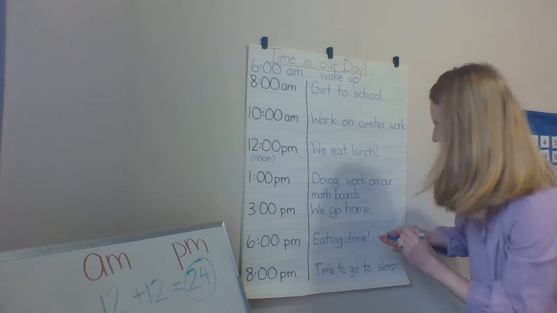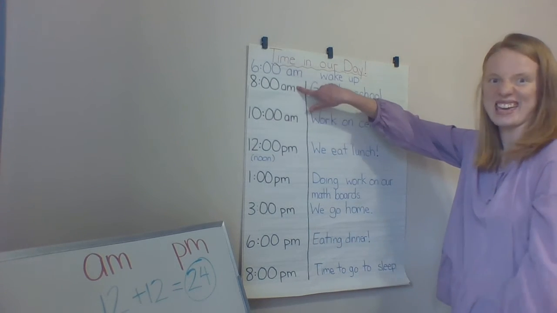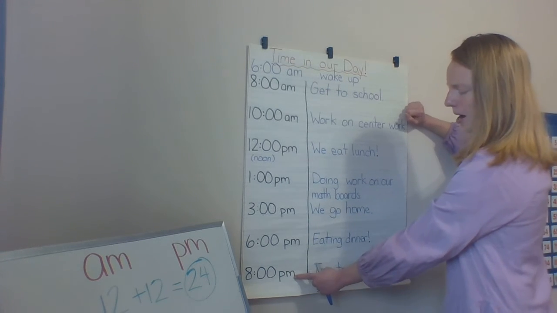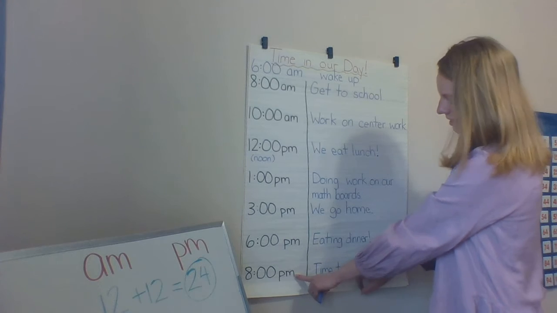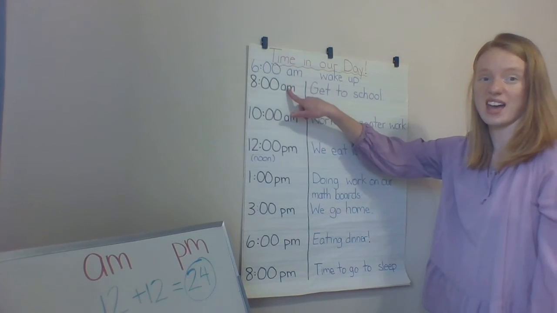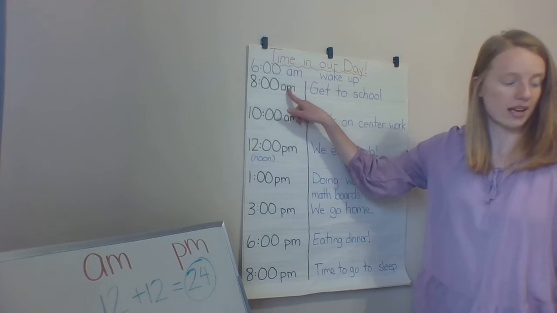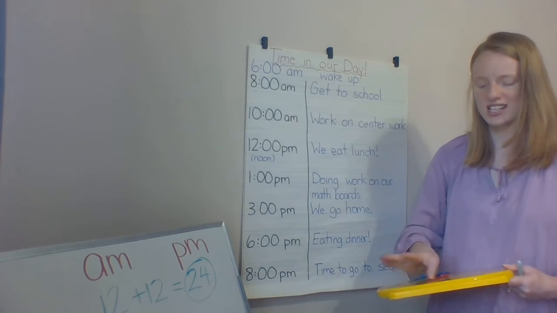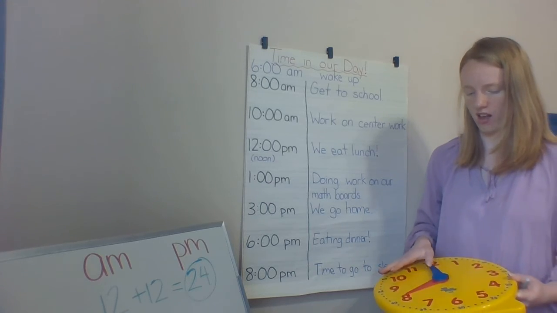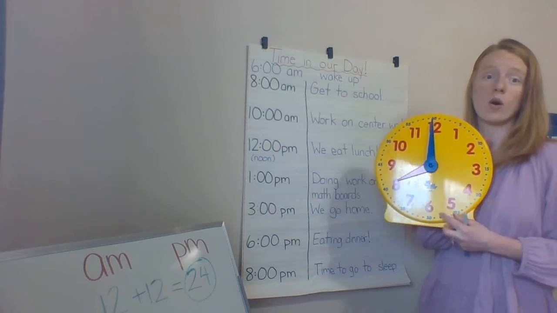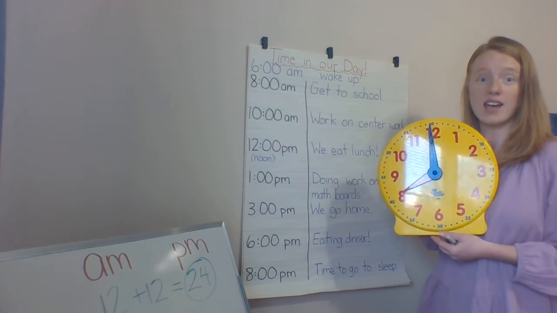So at 8 o'clock a.m., we're getting to school. And at 8 o'clock p.m., it is time to go to sleep. So that's why talking about a.m. and p.m. are important, because 8 o'clock looks the same on the analog clock. This could be 8 o'clock a.m., or morning, or 8 o'clock p.m., or 8 o'clock at night.